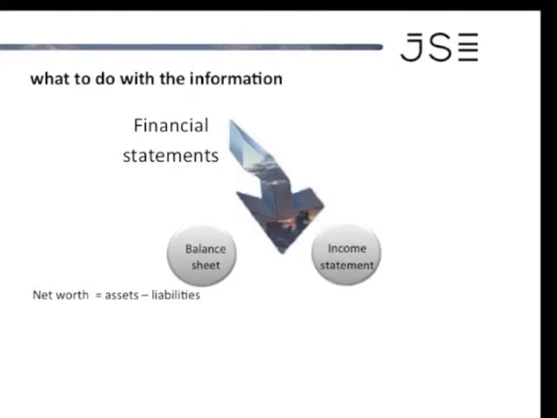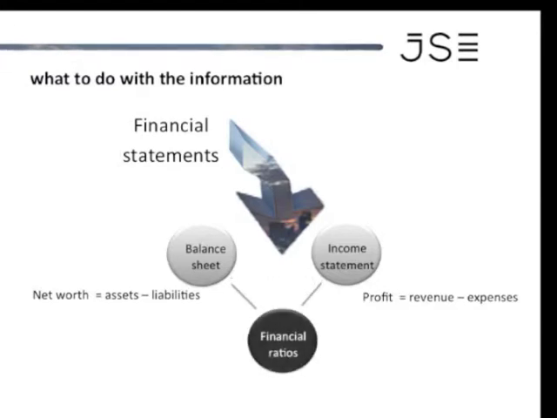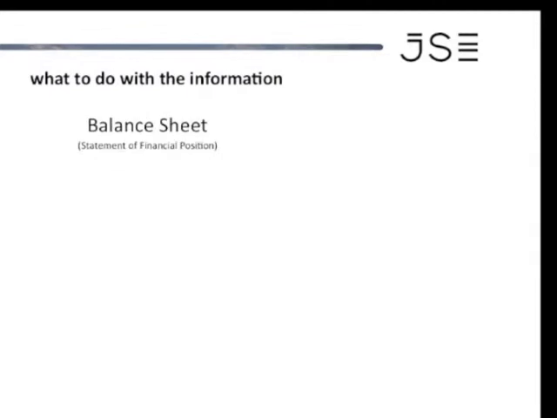Another useful financial statement is the income statement, and that gives you a clearer picture about the profitability of a company. So profit in a company is basically its revenues, or also known as turnover, or its sales, minus all its expenses. And then once you've got information from your balance sheet and your income statement, you can then combine it in different ways to calculate different financial ratios.